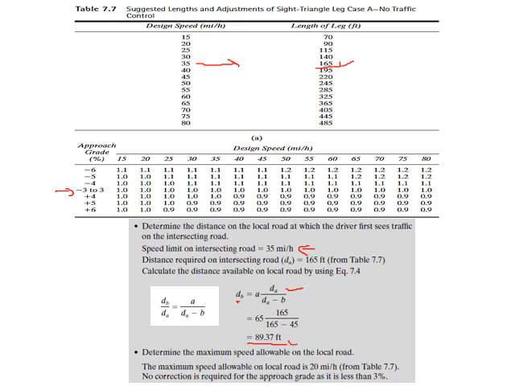So if the required distance on the local road is 89.37 feet, then how much should be the speed? That was the question, right? So 89.37 is somewhere here, basically almost 90. So at 90 feet the speed should be 20 miles per hour on the minor road. So this is how we do it.